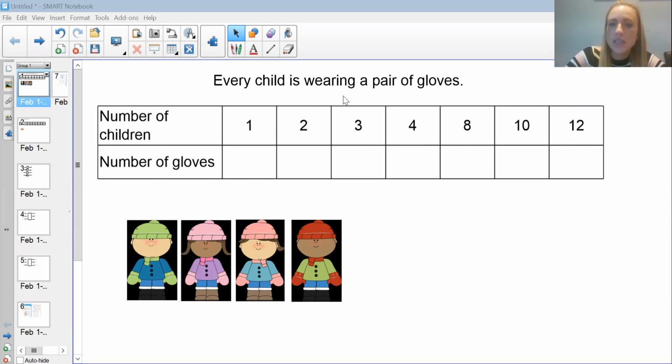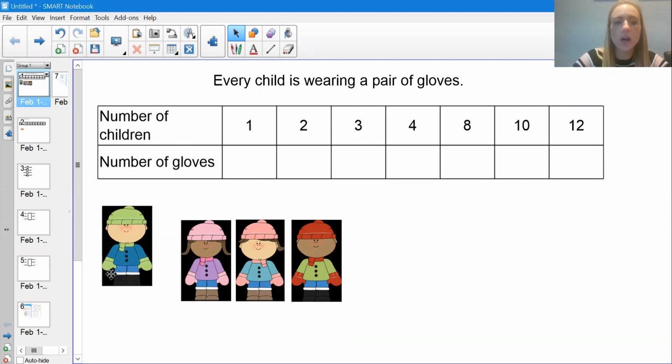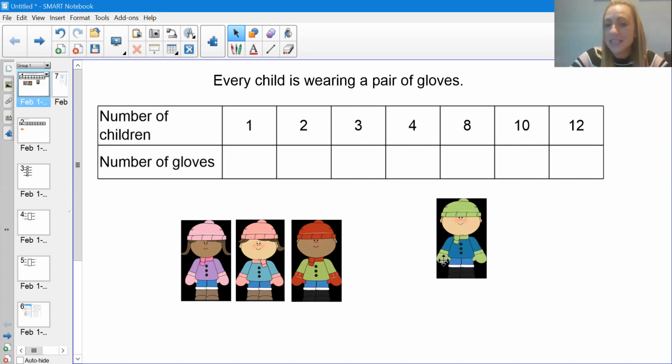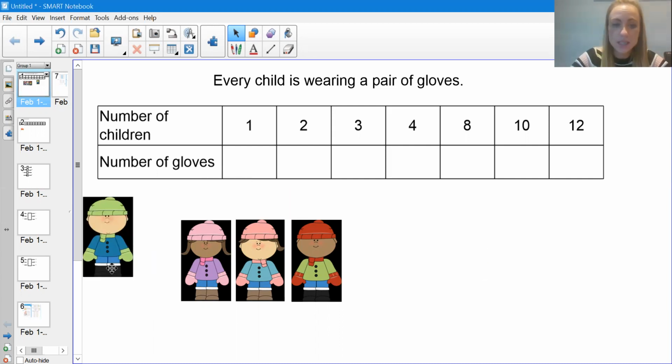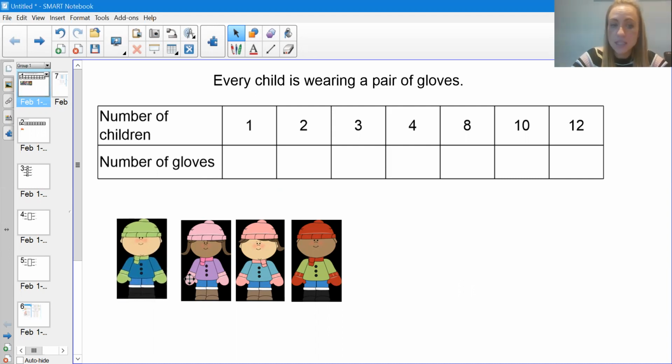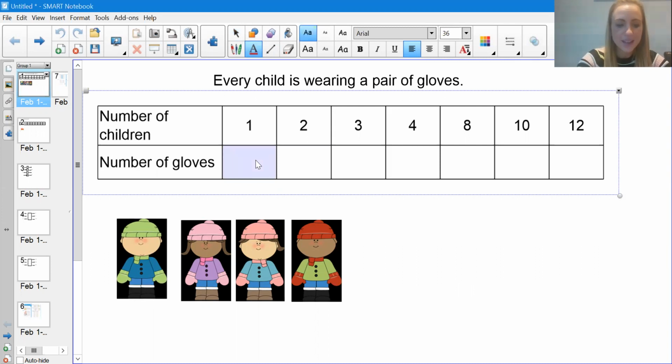Okay, it says every child is wearing a pair of gloves. Now I know a pair of gloves would be two gloves because a pair means two. So if I have one child, let's take this child here, how many gloves have I got? So if I've just got this one child, that means there are two gloves because he has a pair of gloves. And in a pair, there are two. So if there's one child, there would only be two gloves. So I'm just going to type the number in there.